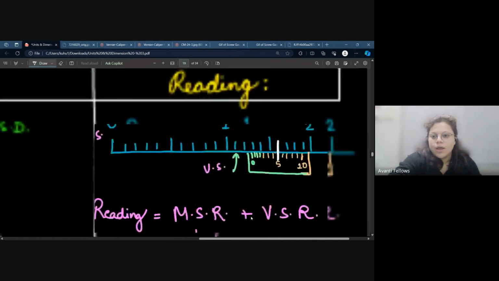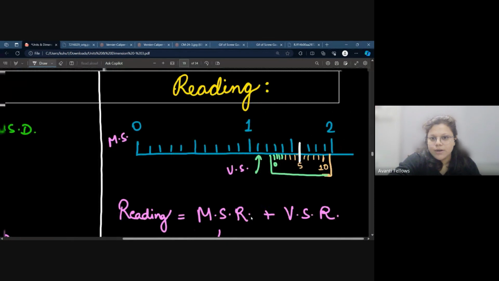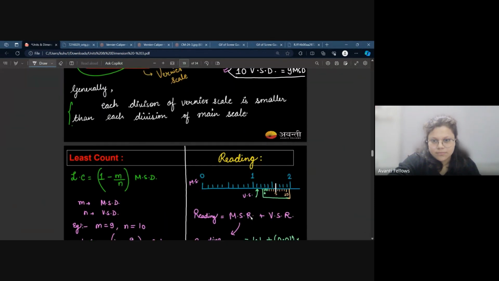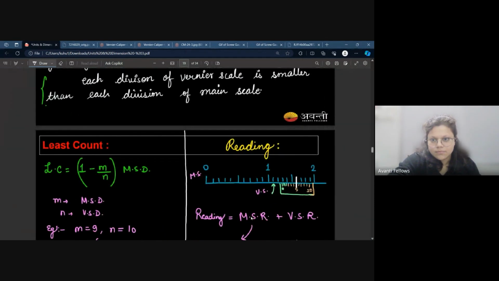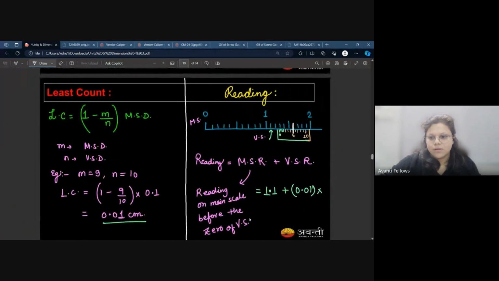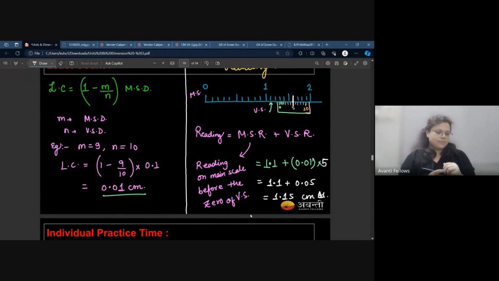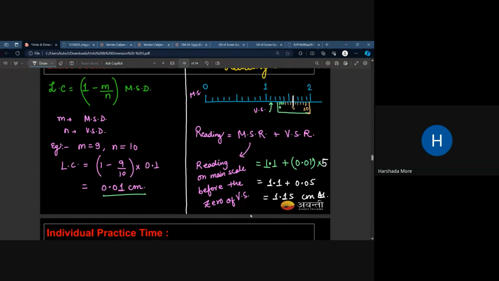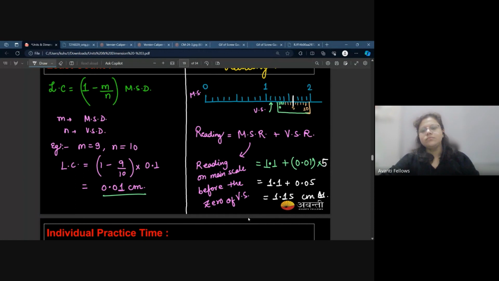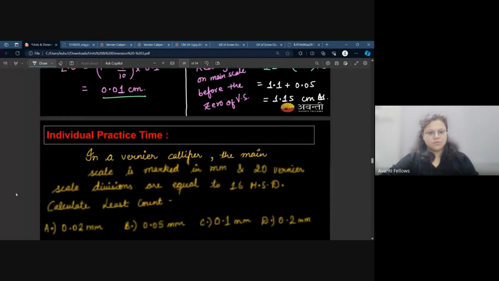So you have to write it like this. Just write 5 over here. And the reading would be 1.1 plus 0.05, which means 1.15 centimeter. This is your answer. Is that okay? Okay. So that's it.